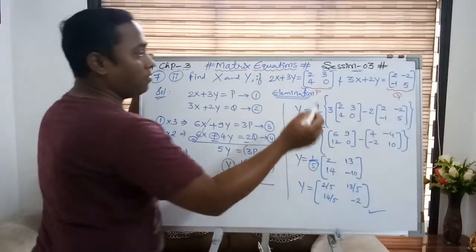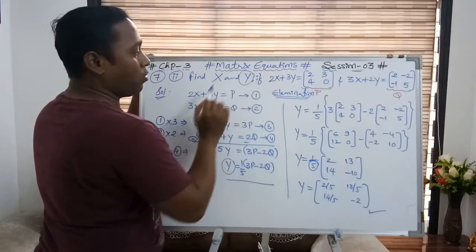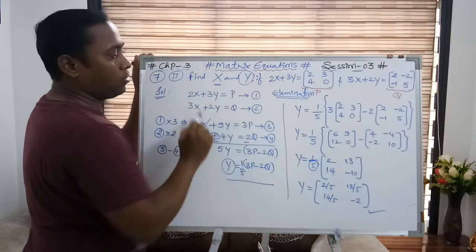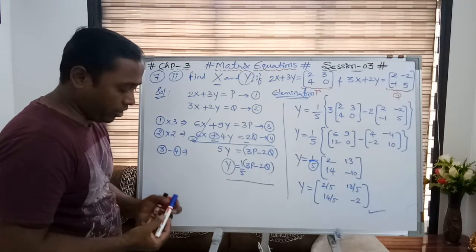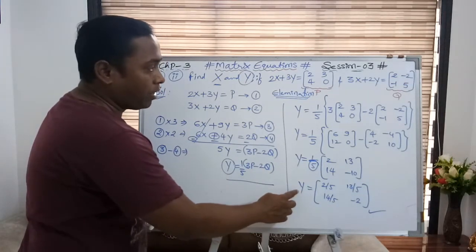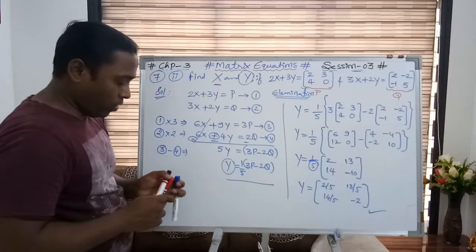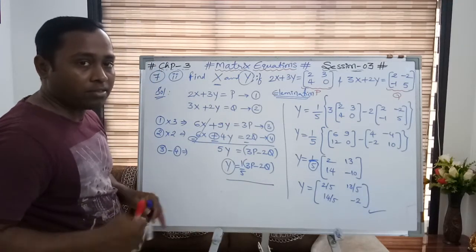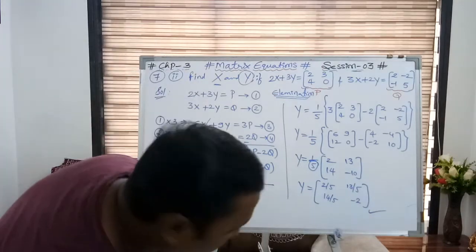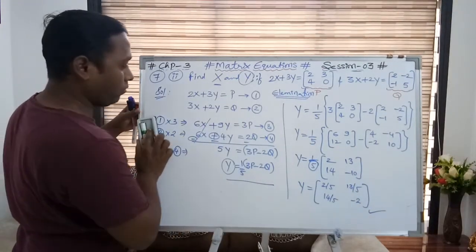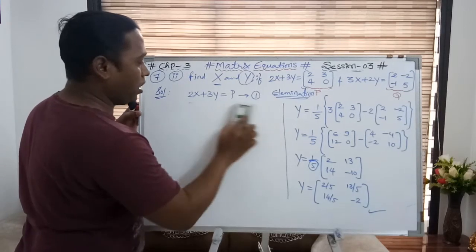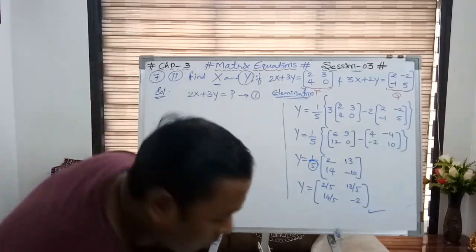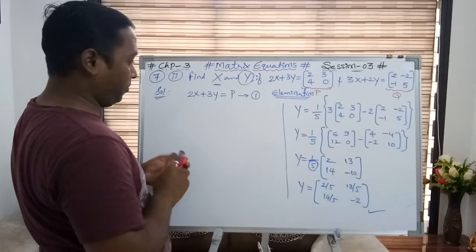Now y is solved. Now we are looking for what? X. So how to get x? Simply by substituting this value of y in the equation 1, as we were doing in our simple equations. Let's see. So I am using equation 1 here to get the value of x.